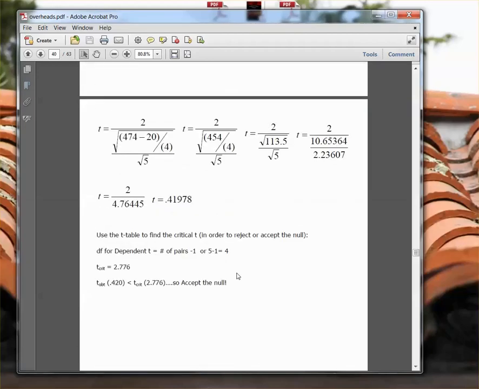In the next video, we're going to see how we can change power again and how it will affect the dependent t-test, just like we did with the independent t-test.